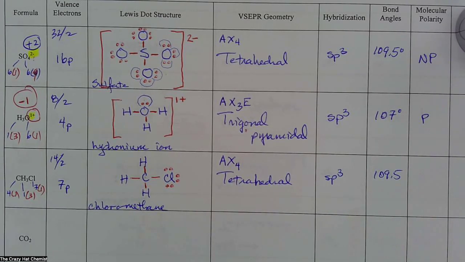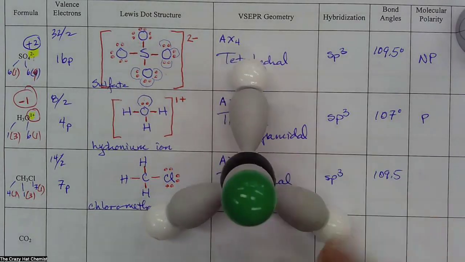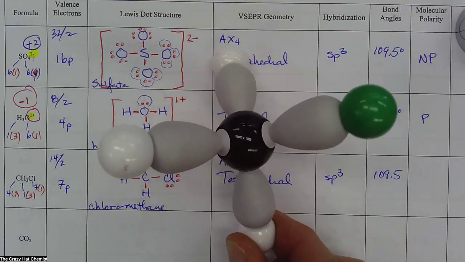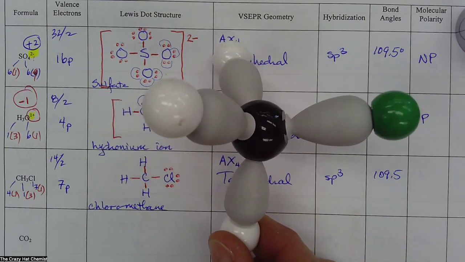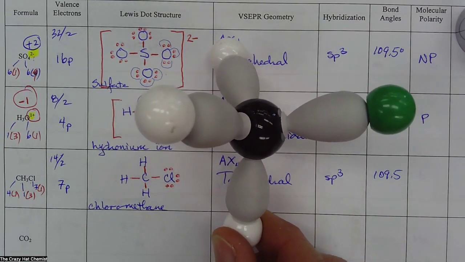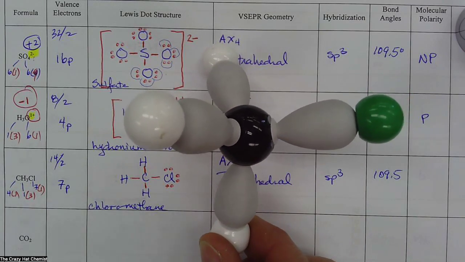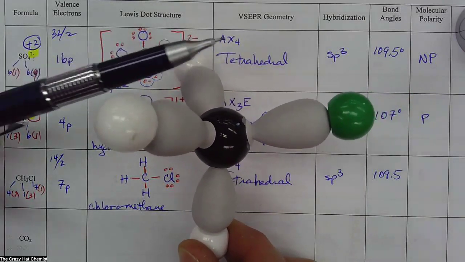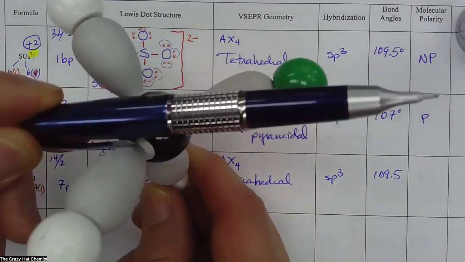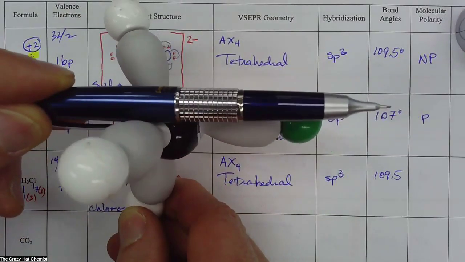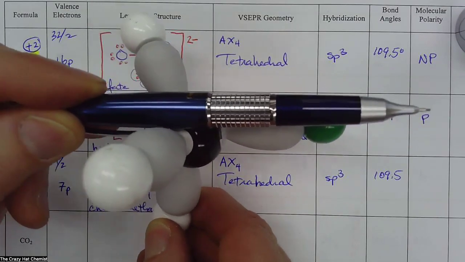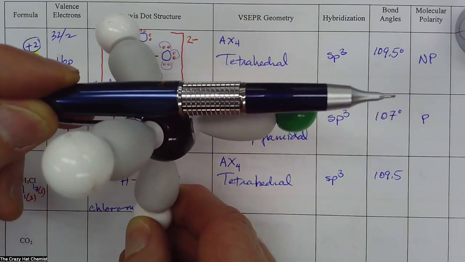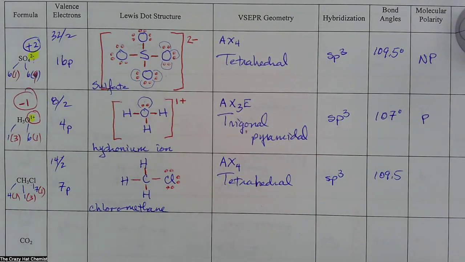And then you need to build yourself a model to figure out if it's polar or nonpolar. Check that out. That green thing is a chlorine, and I'm going to turn this so you can see it. It is a tetrahedral arrangement of electron domains. Does it have bond polarity? Yes, it most certainly does. And it has a molecular polarity. Is it asymmetric? Yes, it most certainly is. That molecular polarity would be pointing in the same direction as my pencil. So this is most certainly polar. Party on, Garth. That's right, folks. All right.